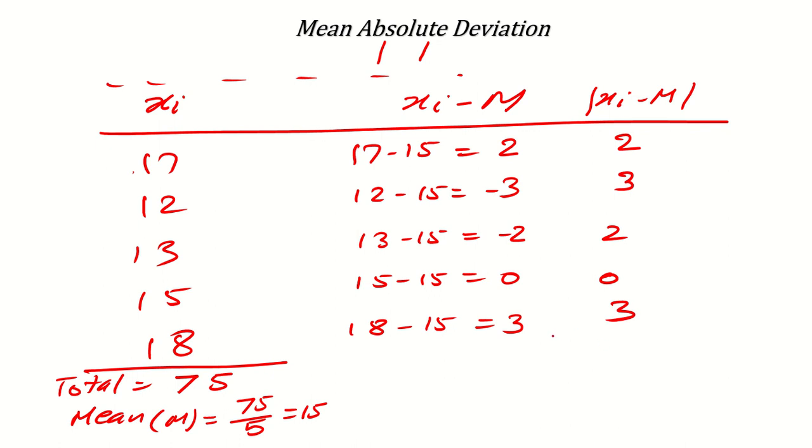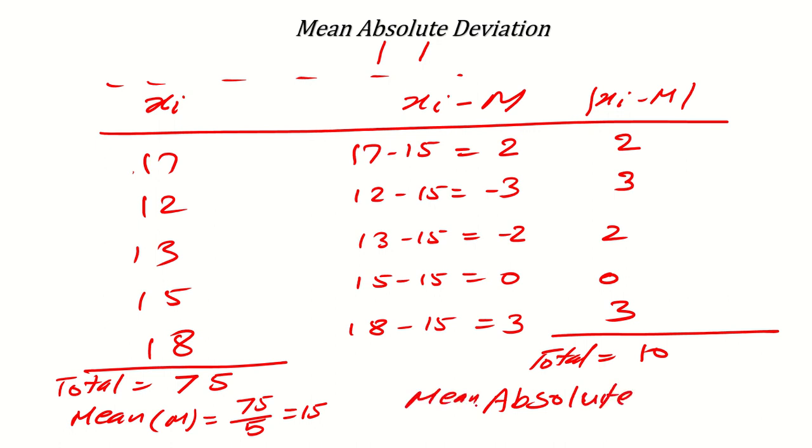And then what will you do? Add them, total. The total of all these numbers will be 2 plus 3 is 5, 5 plus 2 is 7, 7 plus 3 is 10. And then the mean absolute deviation is equal to what? Total divided by how many numbers? 5. So it is equal to 2. Okay, like this you can find the mean absolute deviation.